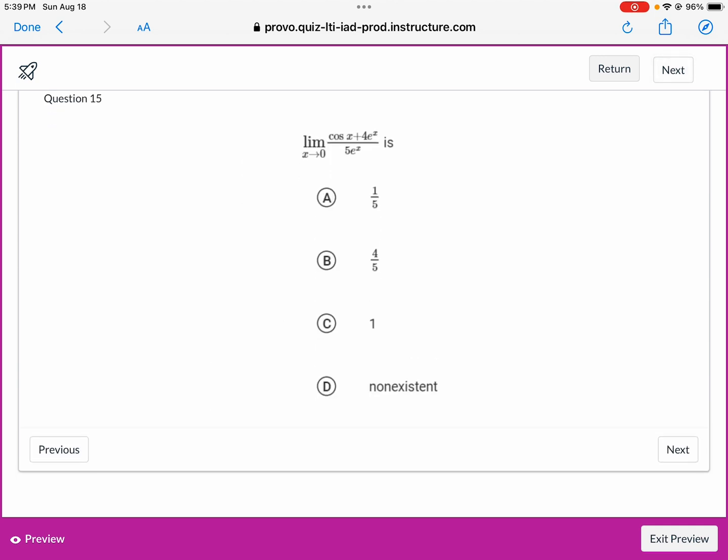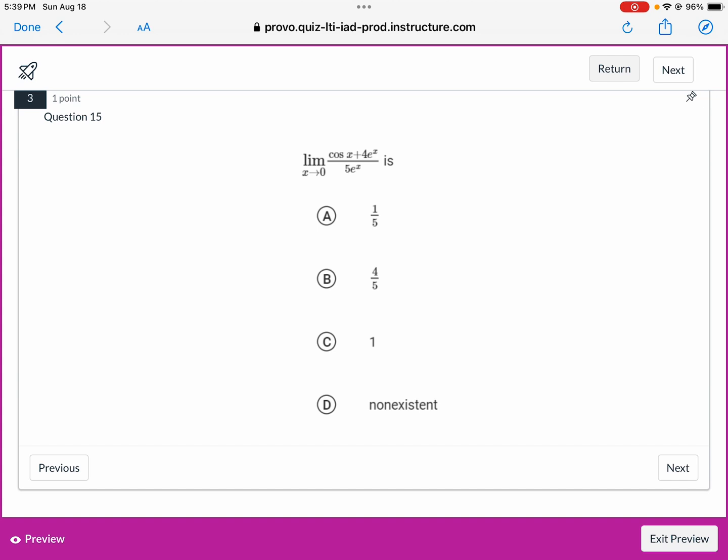Question 15. Let's take a look here. I think it's the same thing as question 14. It's just trying to get you to use your limit properties. So long as the denominator does not come out to be 0, you should be good there. Just don't forget that any constant value raised to the power of 0 is going to be equal to 1. So you're just using limit properties here.